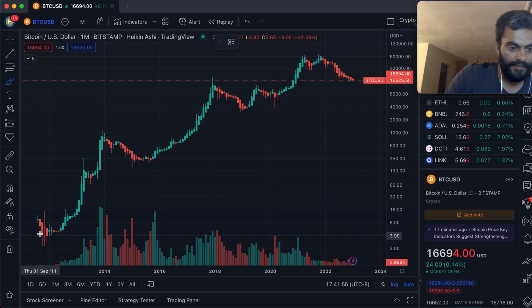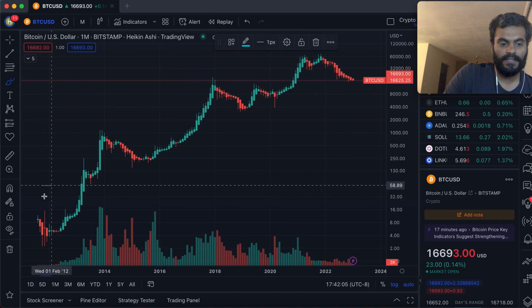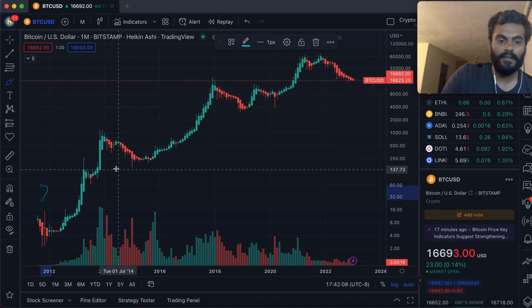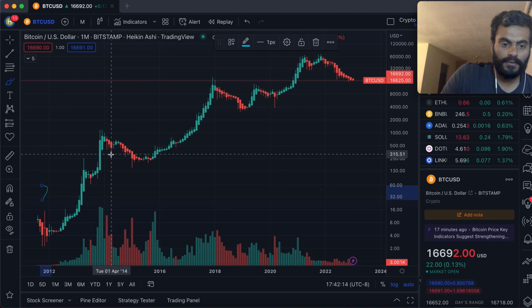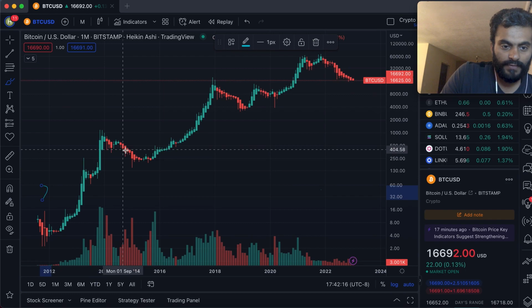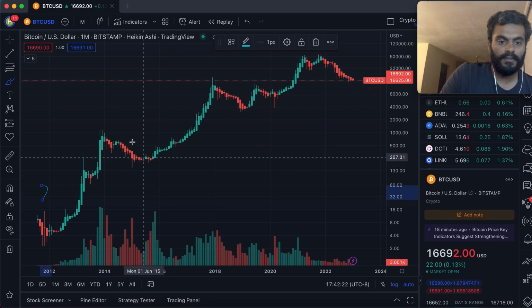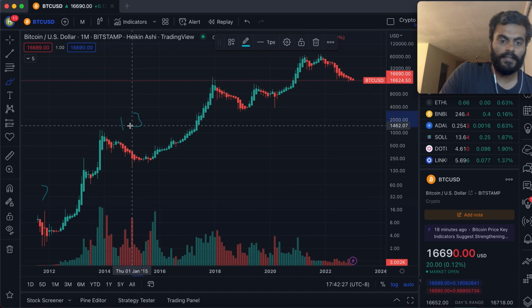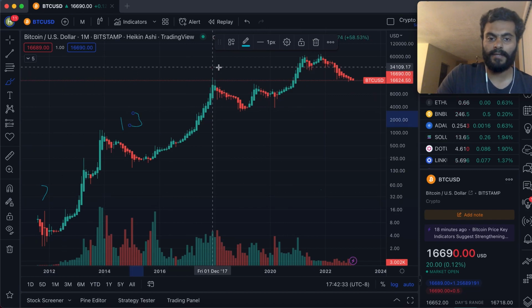In 2011, there were 1, 2, 3, 4, 5, 6, and 7 bearish candles before the next bull run began. So there were 7 in the first market cycle. In the second market cycle in 2014, after the peak, there were 1, 2, 3, 4, 5, 6, 7, 8, 9, 10, 11, 12, 13, almost 13 red candles. So there is an increase of about 6 more red candles than the prior bear market.